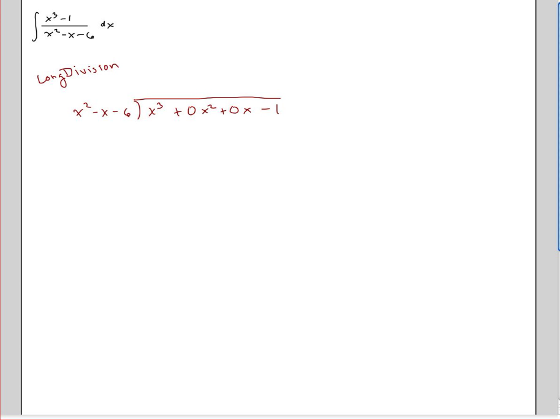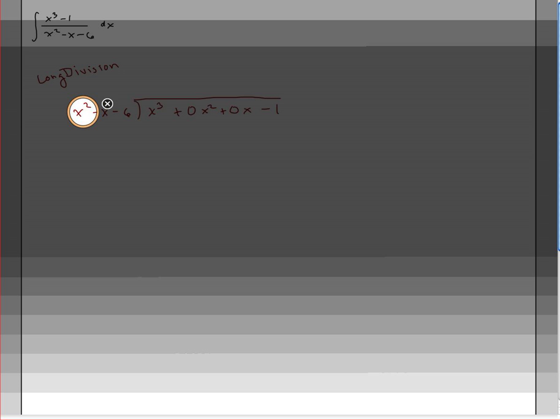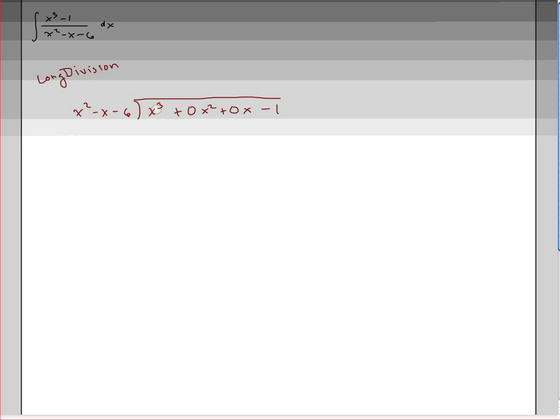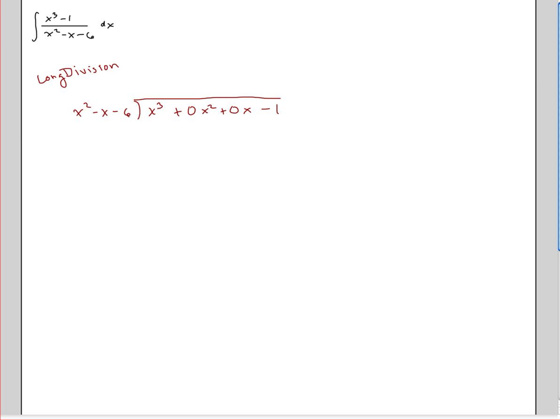So what is the idea here? I'm going to take the leading term in the denominator and decide what I need to multiply that by to equal the leading term of the numerator. And of course, it's going to be a constant times some power of x, or a constant, and it's because it's an improper fraction. And in this case, it's going to be just x, right? If I multiply x squared by x, I get x cubed. So now I'm going to multiply that x all the way through, and I get x cubed minus x squared minus 6x.